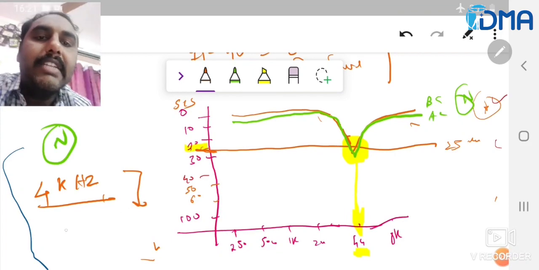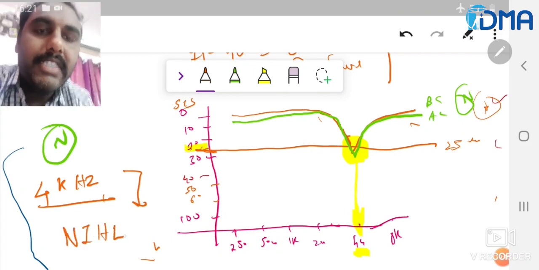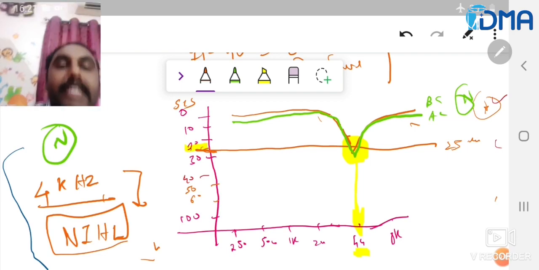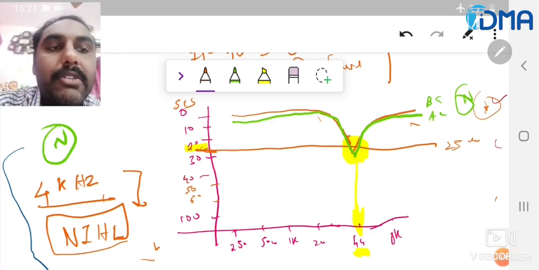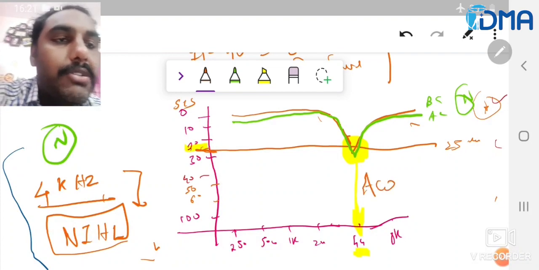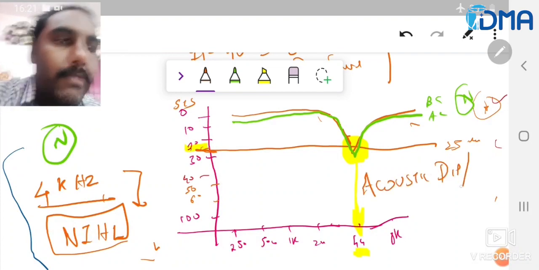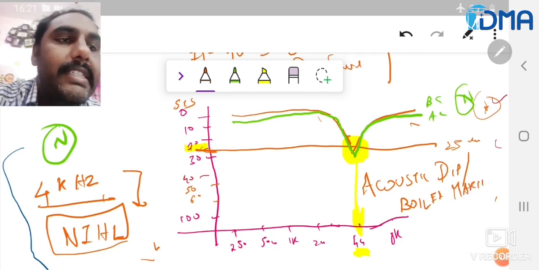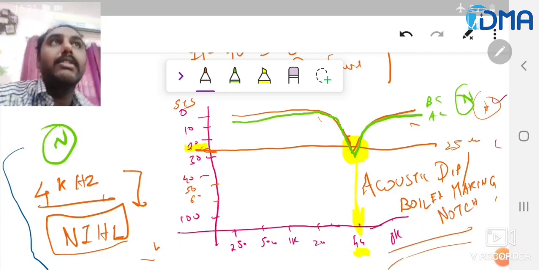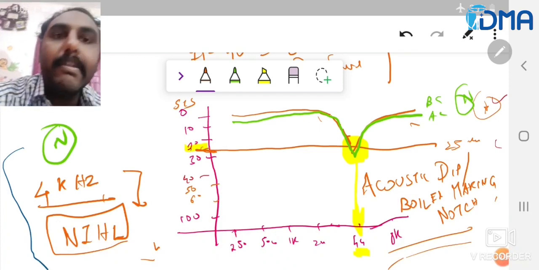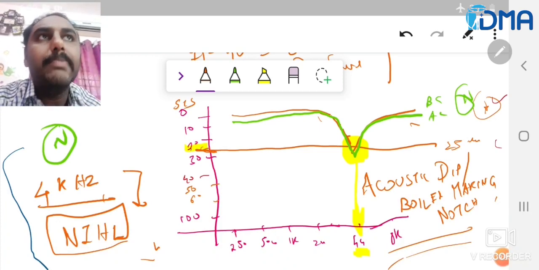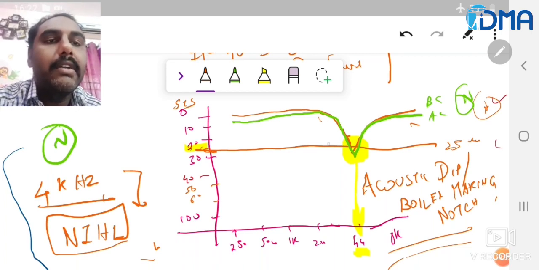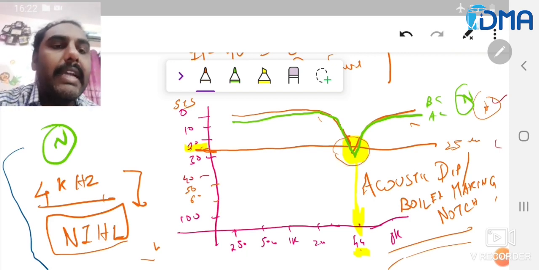This occurs in a condition called noise induced hearing loss. In noise induced hearing loss, there will be a dip in bone conduction at 4000 Hertz, and this dip is called an acoustic dip or a boiler maker's notch. In boiler making industries there will be huge sound, and the employees will be exposed to it. Typically their hearing will be normal, but on prolonged exposure to this noise, on examination they will have a dip in audiometry at 4000 Hertz.